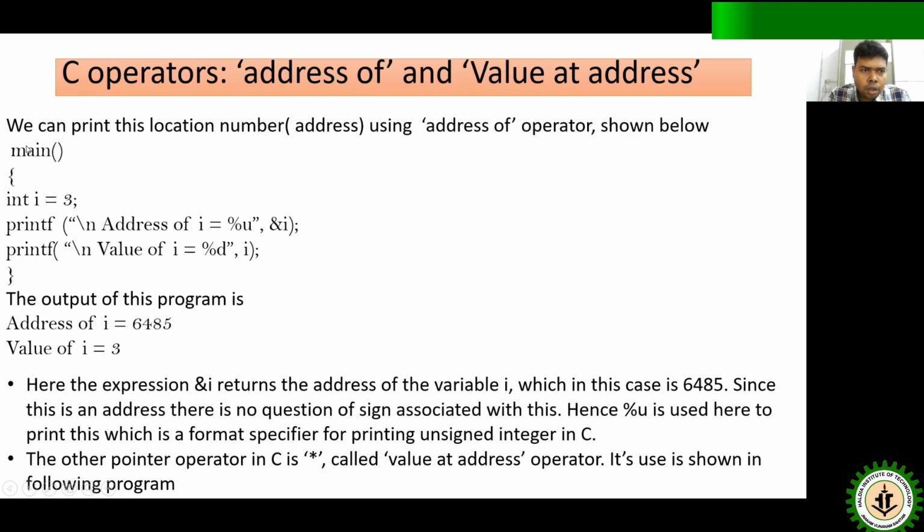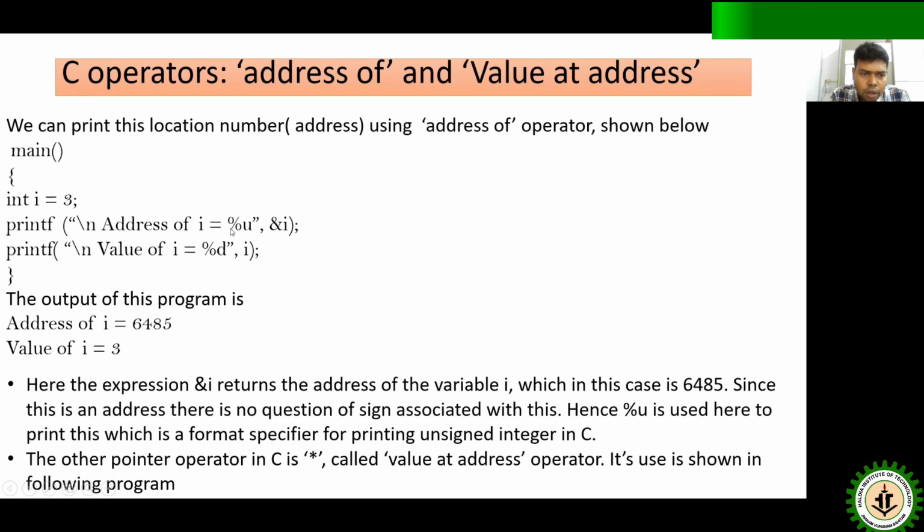Let us see. Over here we have a program in which we have used the address of operator. In the first line we have main, then int I equals 3. Then we are printing with printf: backslash n, address of I, percent u, comma, ampersand I. What does it mean? This ampersand is the address of operator. When we write ampersand I, it refers to the particular address where I is stored.